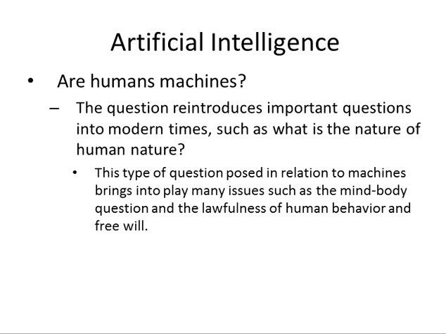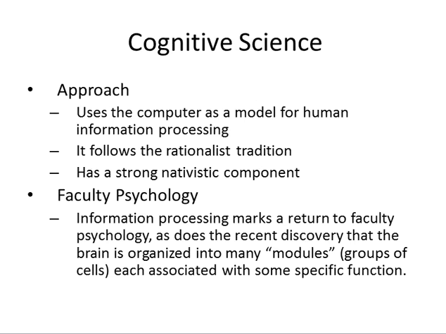So all of this introduces us to the ideas of cognitive psychology, how cognitive psychology came back on the scene after the major behavioristic movement in the United States. But now let's introduce this idea of cognitive science. The approach of cognitive science uses the computer as a model for human information processes. It follows the rationalist tradition and has a strong nativistic component.